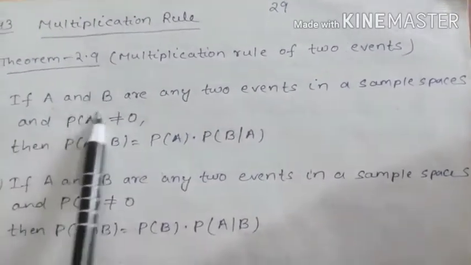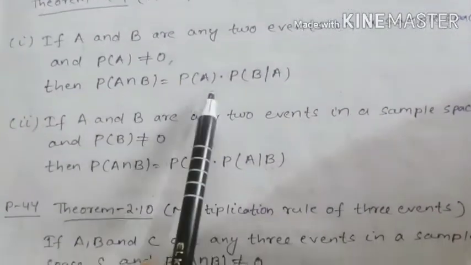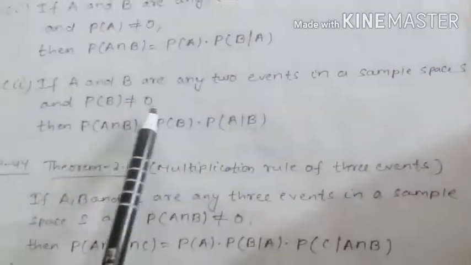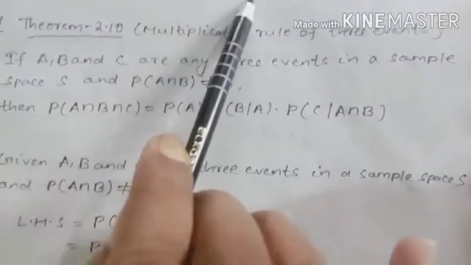If A and B are any two events in a sample space, and P(A) is not equal to 0, then P(A ∩ B) = P(A) × P(B|A). Similarly, if P(B) is not equal to 0, then P(A ∩ B) = P(B) × P(A|B).